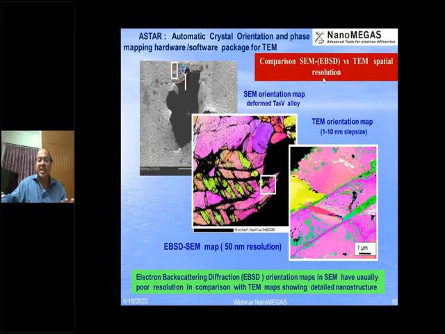So basically, look at this example taken from them only. Suppose you want to look at this particular area. In ACOM, we get an orientation image like this, an orientation mapping. If you want to look at this particular area, you can see that we're not able to see much detail. But if you take this area in the TEM and do a precision electron mapping using Nanomegas, you can see so many other different colors have come, each one of them having a different orientation.